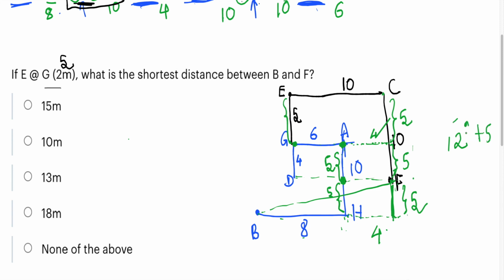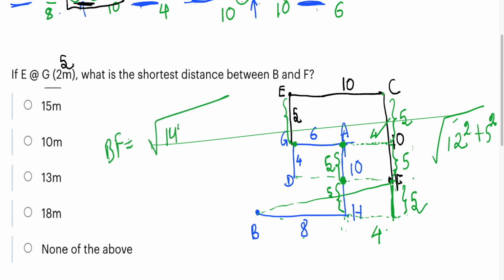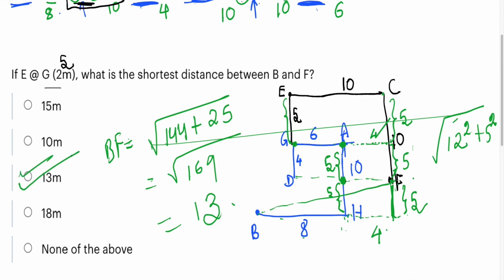So just apply the hypotenuse rule, Pythagoras theorem. So 12 square plus 5 square. So 12 square is 144. So BF is equal to what? BF is equal to root over 12 square plus 5 square. So root over 144 plus 25, which is equal to root over 169, and which is 13. Okay, so your answer is option C.